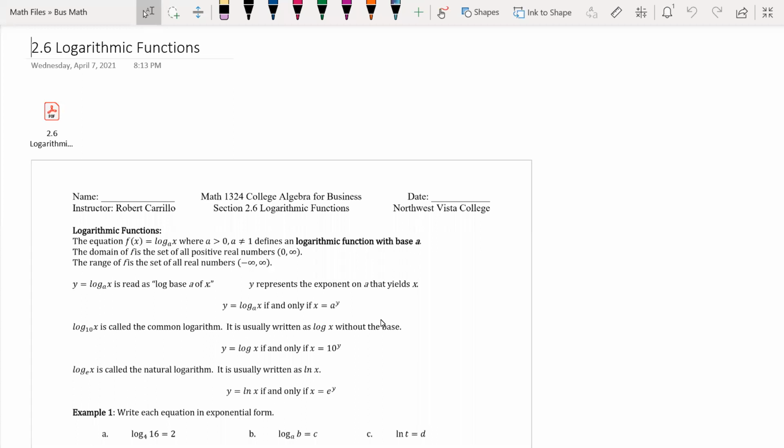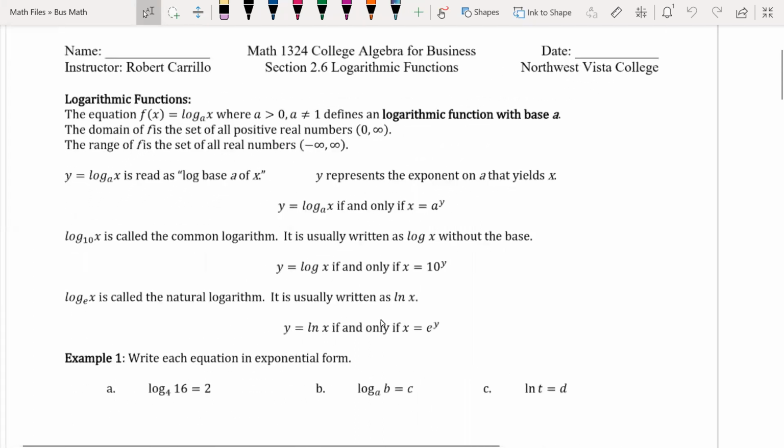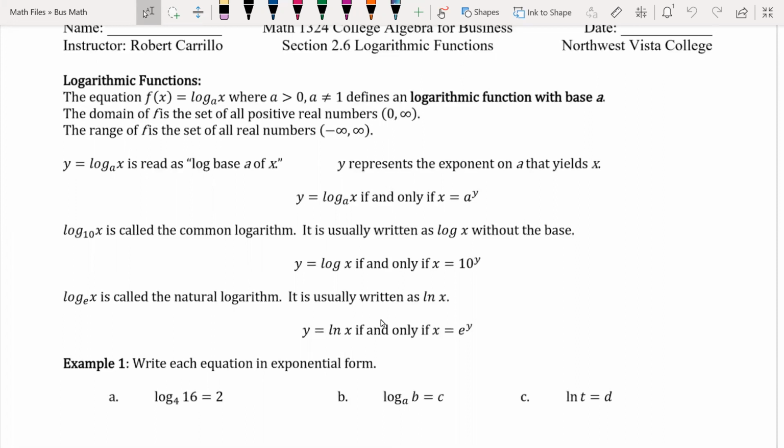Okay, so we have logarithmic functions today. Last class we learned about exponential functions. Well, the logarithmic function happens to be the inverse function of the exponential function, and there are some other properties of the log.